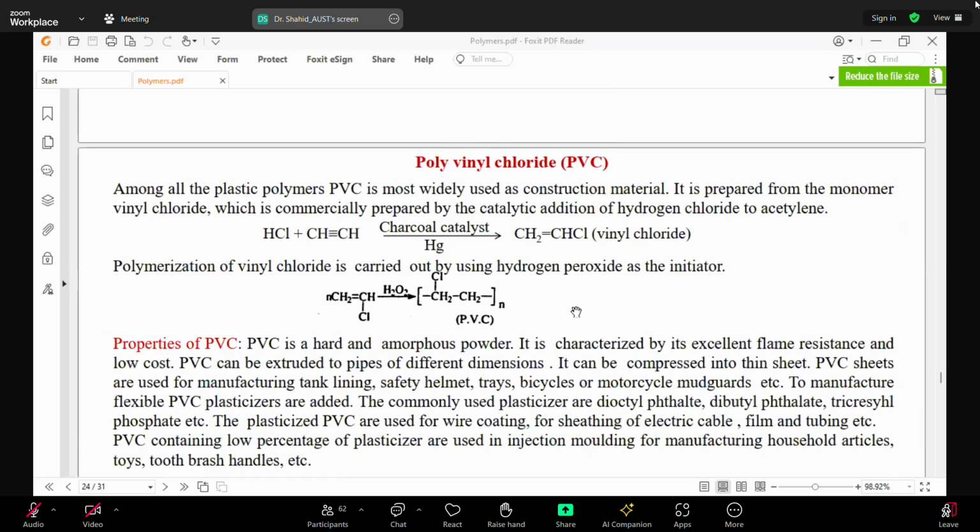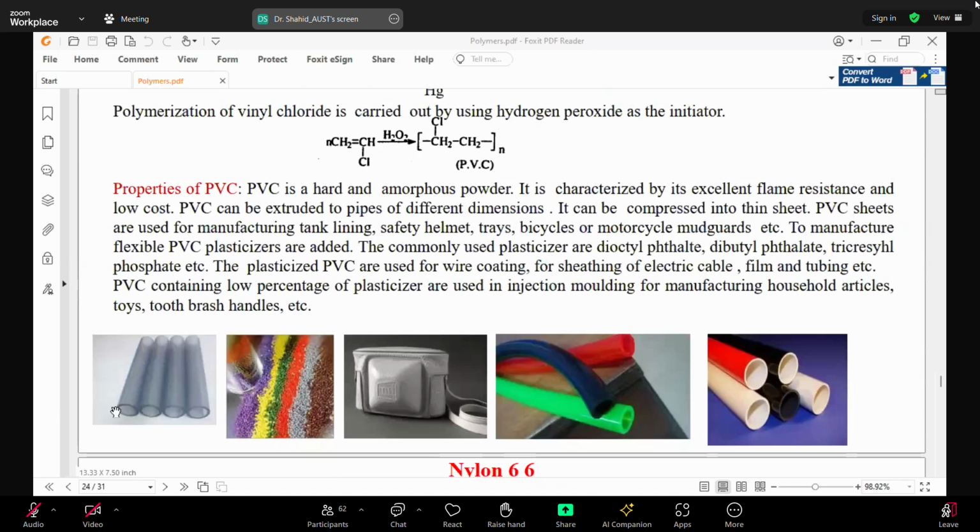So PVC polymer, this chapter is very much related to plastic material. So not rubber, just plastic material, PVC same. We have to prepare different types of plastic material by using the polymerization technique, different types of technique. The first one is polyvinyl chloride, and this is the example.